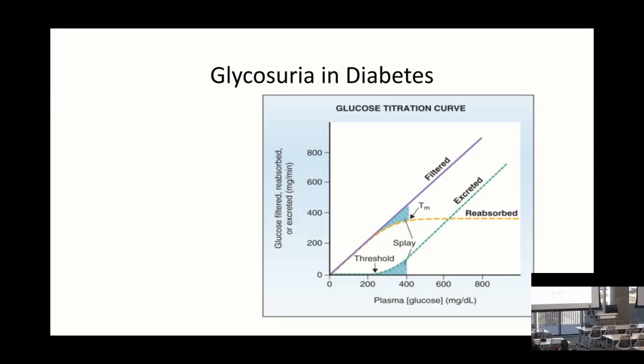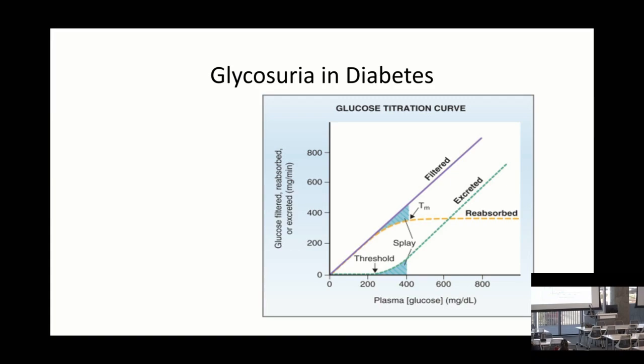Once you reach that threshold, the kidneys can no longer reabsorb the glucose. So it starts to excrete. So that's that Tmax of reabsorption. So you keep filtering the glucose, but the maximum reabsorption threshold has been reached. So you start to have excretion of glucose in the urine.